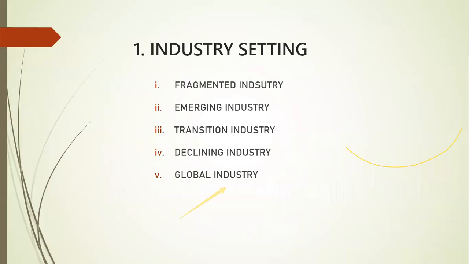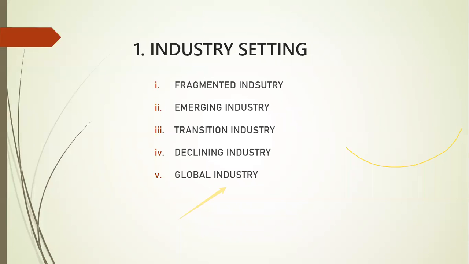So in industry setting, the sub issues or the sub points are fragmented industry, emerging industry, similarly transition industry, declining industry, and finally global industry, right? So first we have to understand what is the industry setting. What is the setting of the industry? Is it fragmented? Is it an industry under transition? Or is it global? Let us look at each one of them.